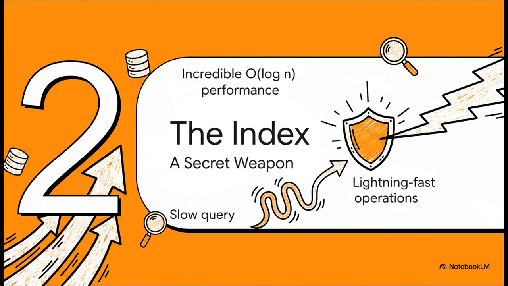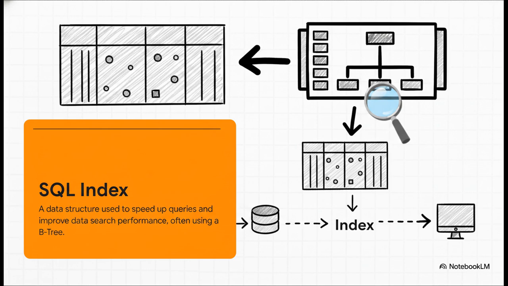So how do we get that incredible O(log n) performance? How do we unlock that speed? We use the database's not-so-secret weapon, the index. This is the tool that transforms those slow, lumbering queries into lightning-fast surgical strikes. So what is an index, really? At its core, it's just a separate data structure. You can think of it like a special lookup table. It's a highly optimized, sorted copy of just the columns you want to search on. So instead of scanning the whole giant table, the database just scans this much smaller and more efficient index.